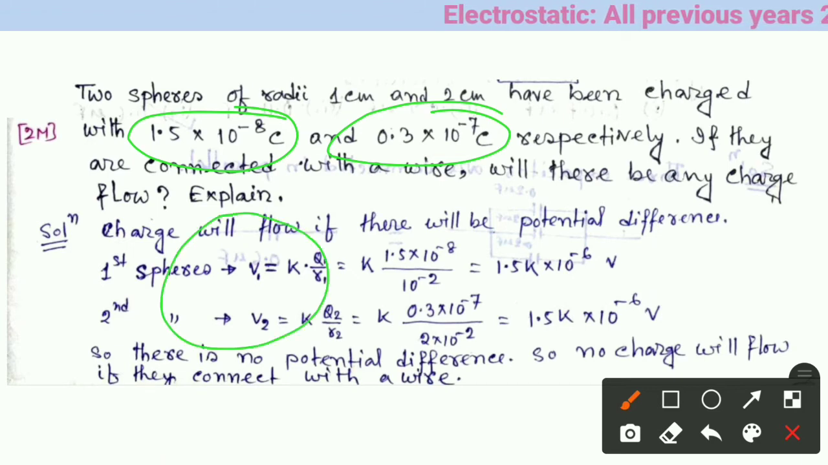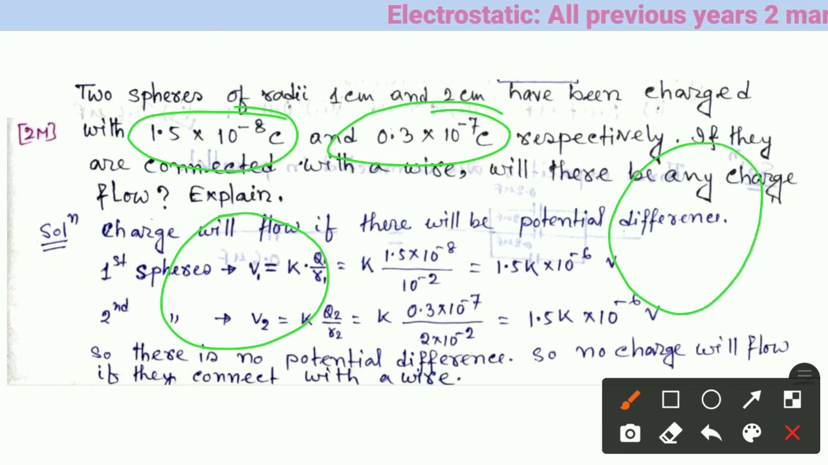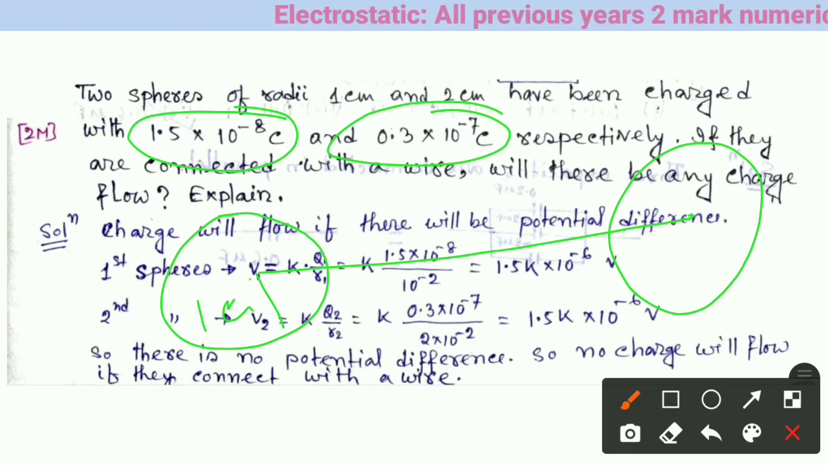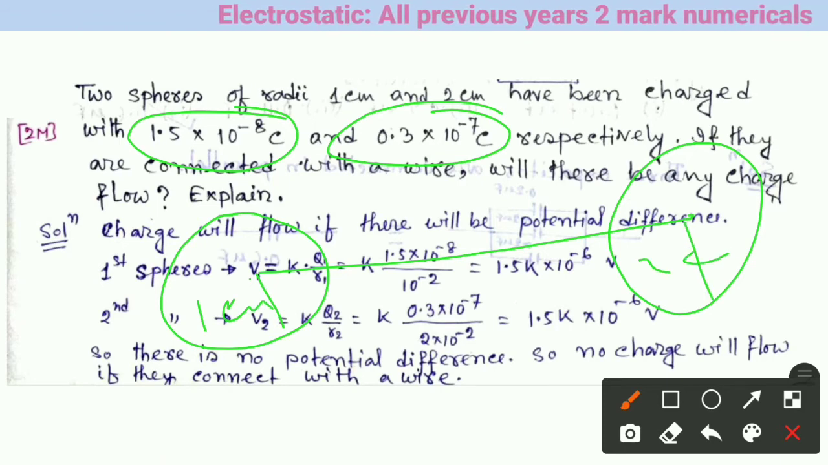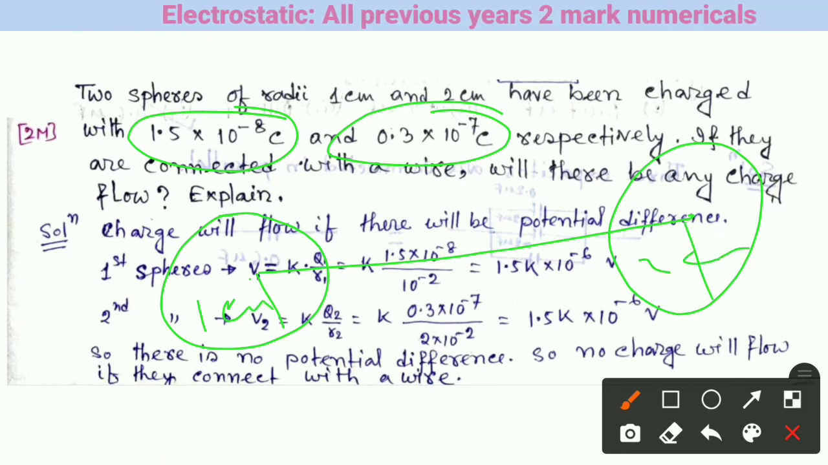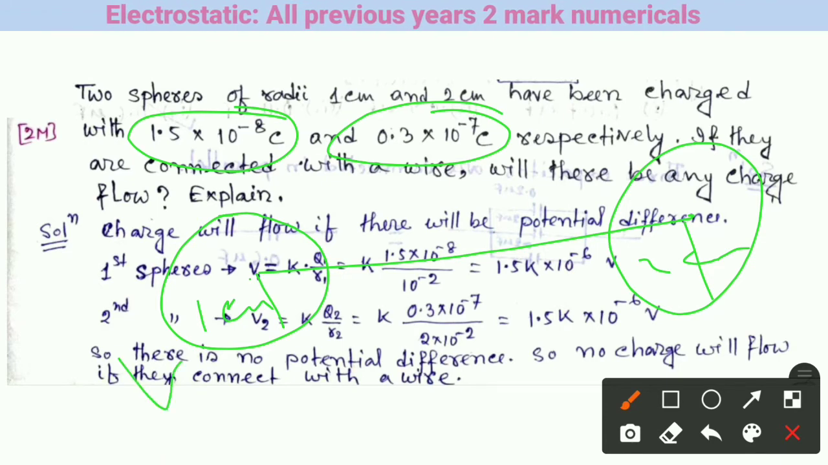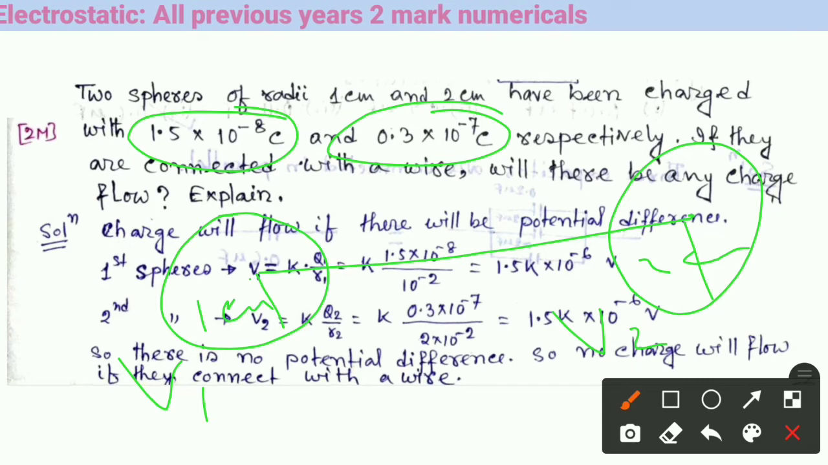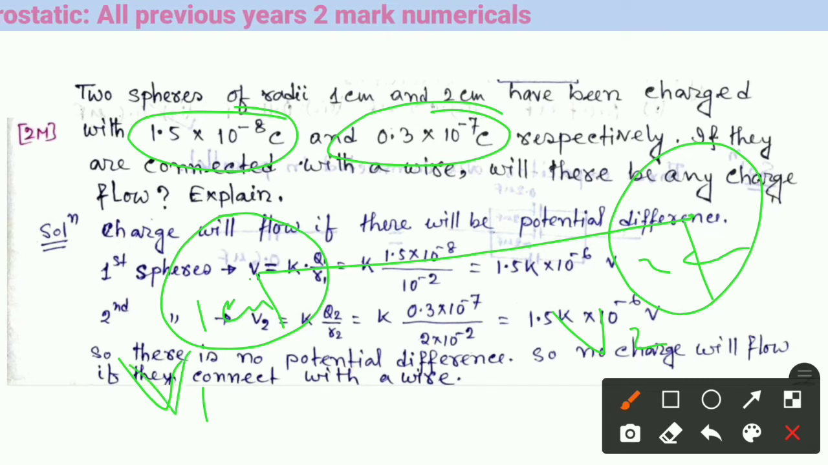So it is the first sphere, it is the second sphere. Now it is 1 centimeter, it is 2 centimeter. Its potential is V1, its potential is V2. First of all, we have to find out the potential of the first sphere and the potential of the second sphere. If there is a difference in potential, then we can say that charge will flow from higher potential to lower potential.